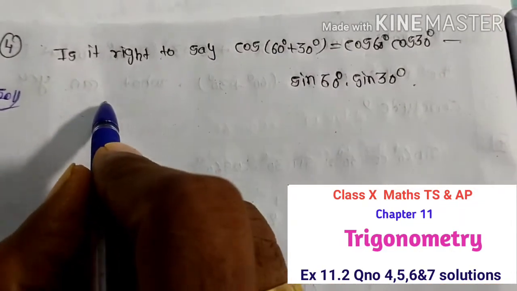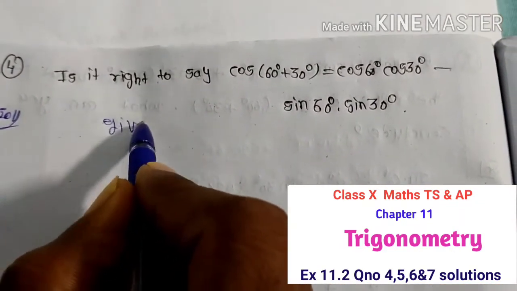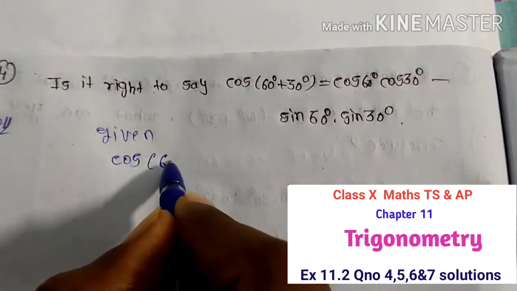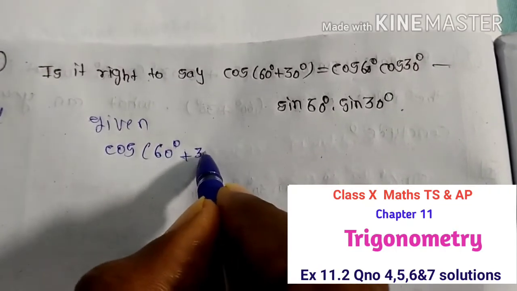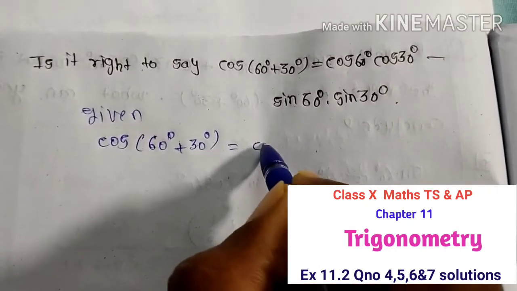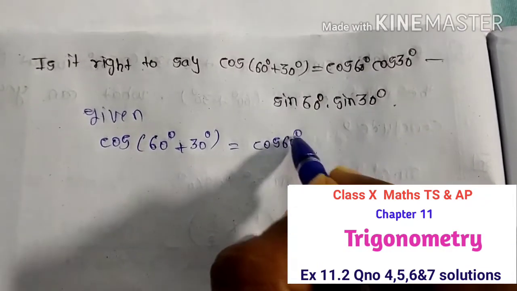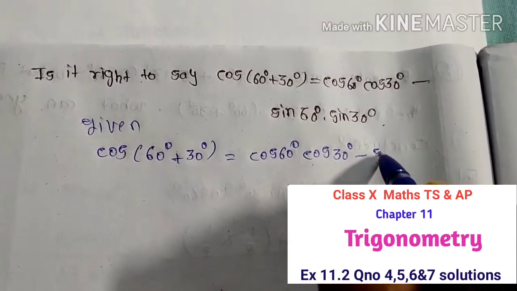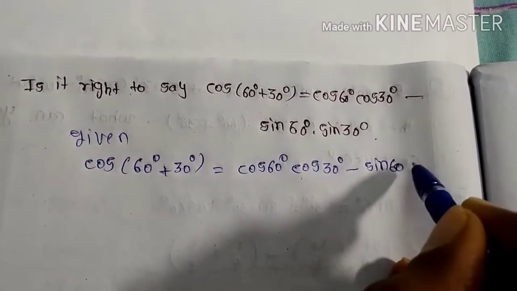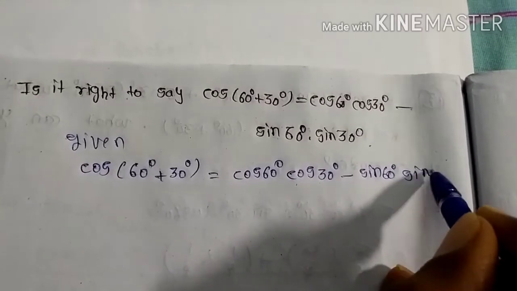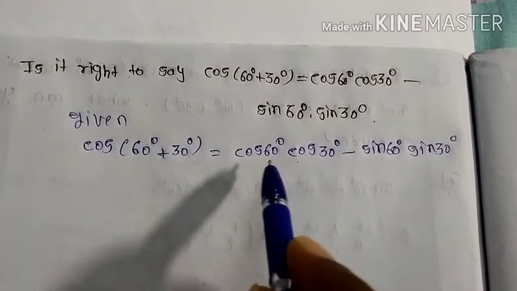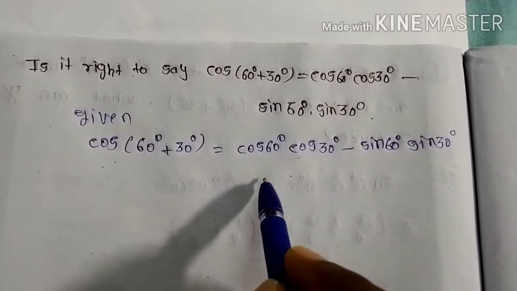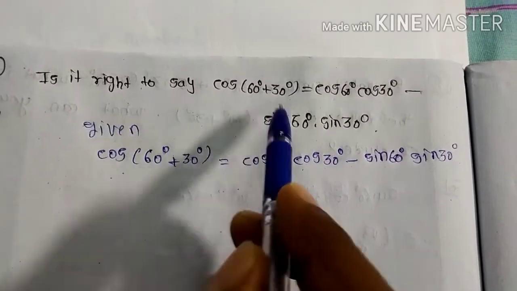What they have mentioned here is: given cos of 60 plus 30 is equal to cos 60 into cos 30 minus sin 60 into sin 30. You need to calculate these values on the LHS and also RHS. Both are equal or not? If it is equal, you can say it is right.